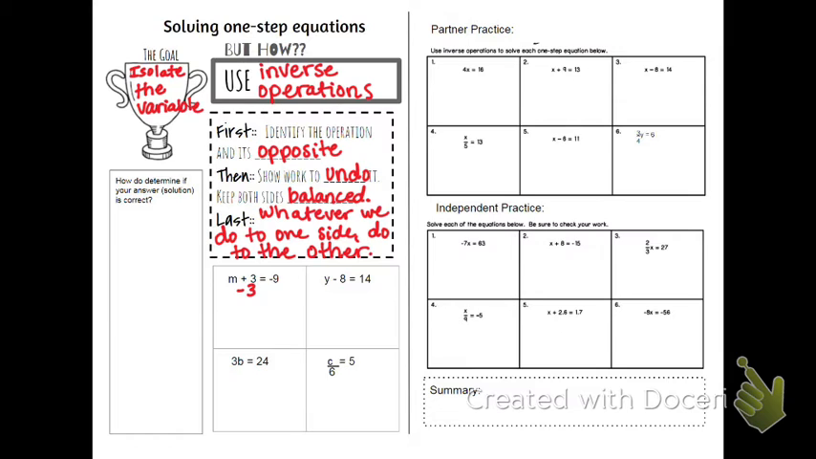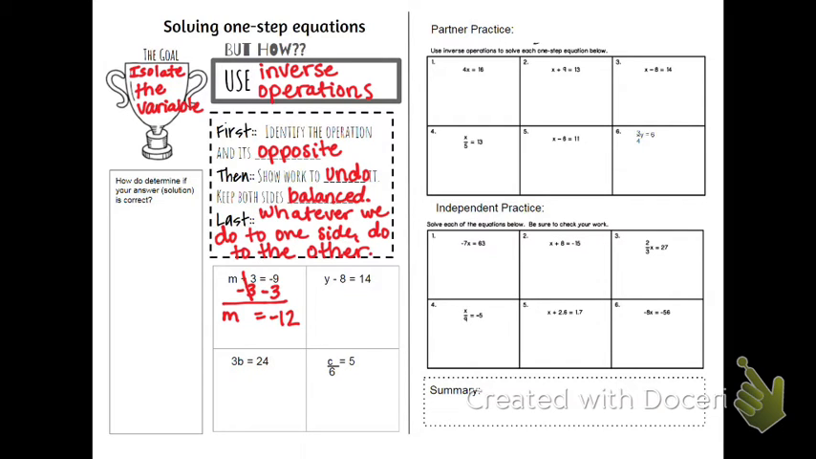But whatever you do to one side of the equal sign, you do to the other. So those cancel because 3 minus 3 is 0, and I'm left with m equals, and then negative 9 minus 3 would be negative 12. Okay, that's an addition problem.